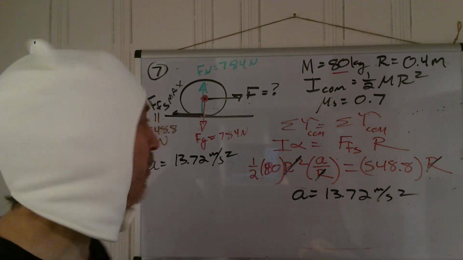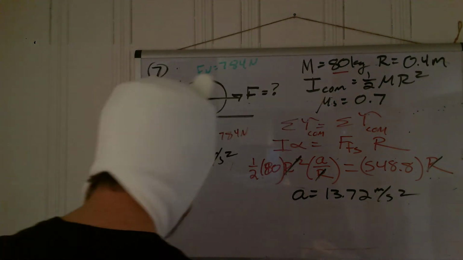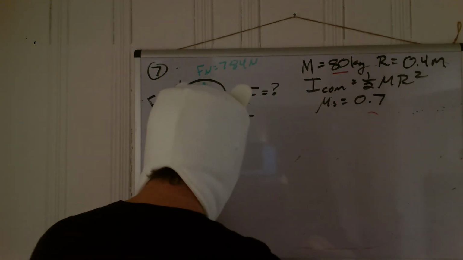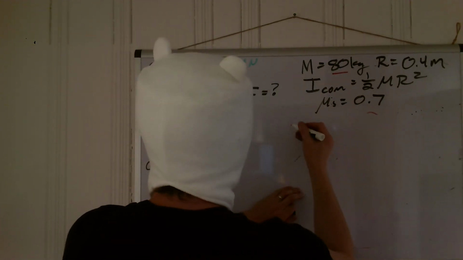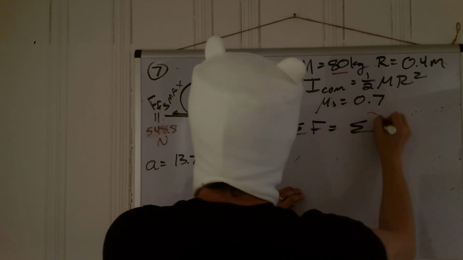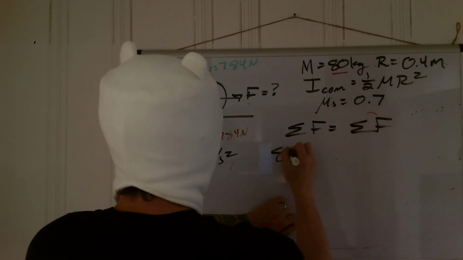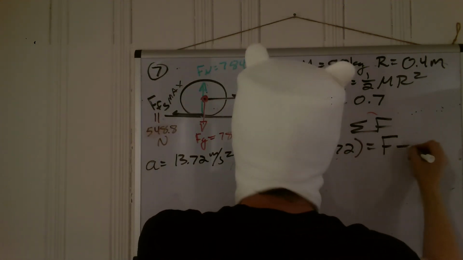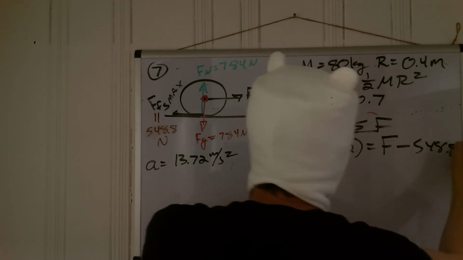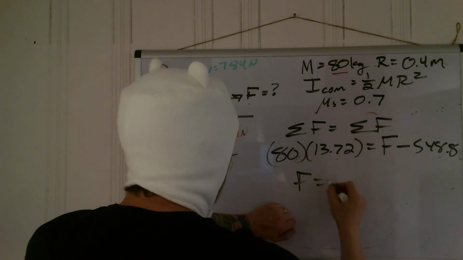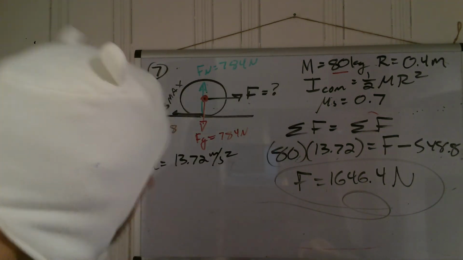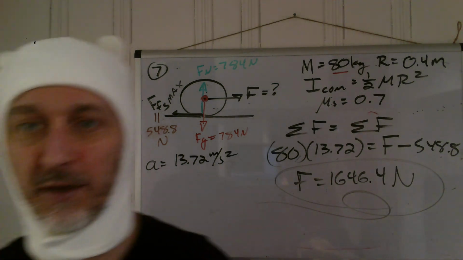All right, so now we need to find out what force will produce that acceleration. Okay, so now I'm just going to do net force equals net force. We're almost done here. Look at us go. Net force equals net force. So, mass times acceleration equals force minus friction. Solve, your force ends up being 1,646.4 newtons. Give or take with some rounding, yeah? All right, there you go. Problem number 7. Done.